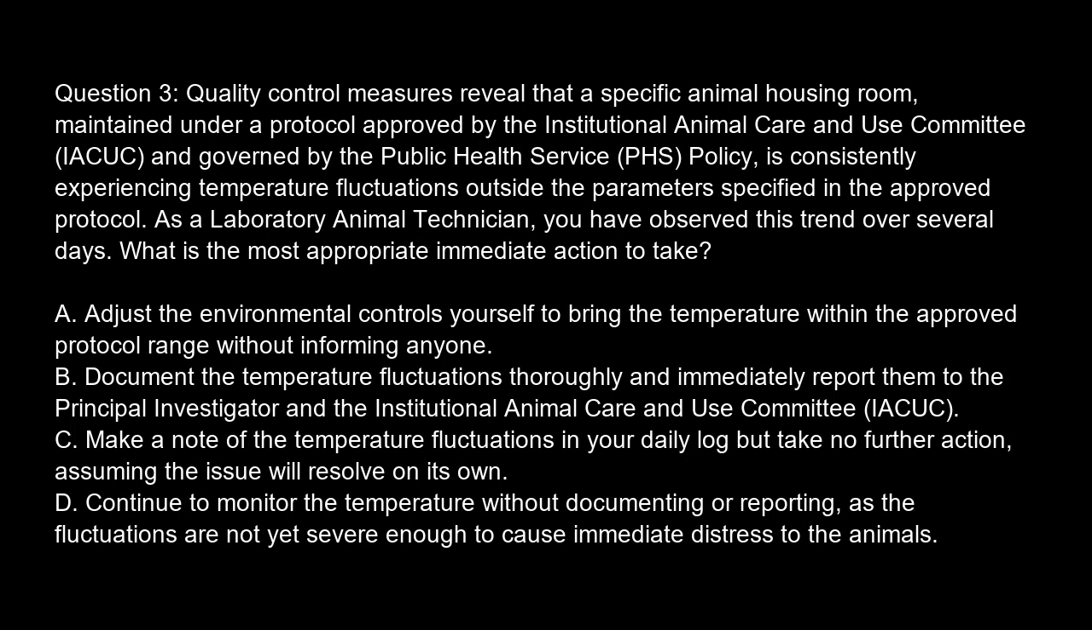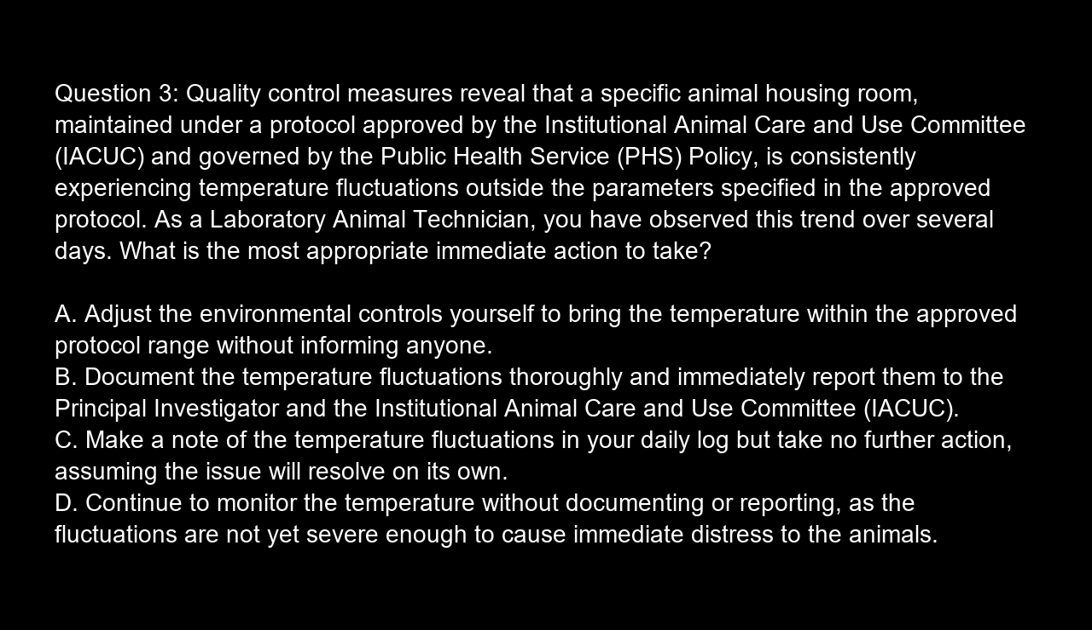animals. Question 3. Quality control measures reveal that a specific animal housing room, maintained under a protocol approved by the Institutional Animal Care and Use Committee, IACUC, and governed by the Public Health Service, PHS, policy, is consistently experiencing temperature fluctuations outside the parameters specified in the approved protocol. As a laboratory animal technician, you have observed this trend over several days. What is the most appropriate immediate action to take?